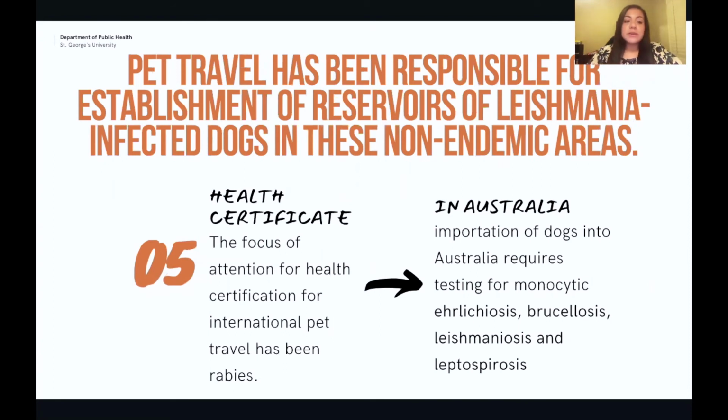Leishmaniasis prevalence in non-endemic areas is associated directly with the increased mobility of pet travel across borders. Control at this level could be a major way for leishmaniasis to be controlled and prevented. Pet travel has been responsible for the establishment of reservoirs of Leishmania infected dogs in non-endemic regions. The focus of attention for health certificates when traveling is rabies. This is where I bring in Australia. Australia actually requires, if you're bringing your pet into their country, testing for monocytic ehrlichiosis, brucellosis, leishmaniasis, and leptospirosis.